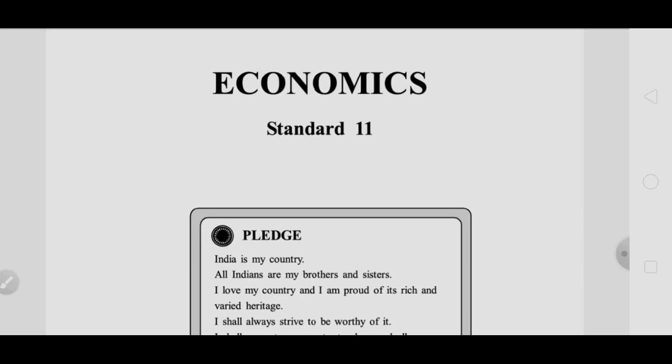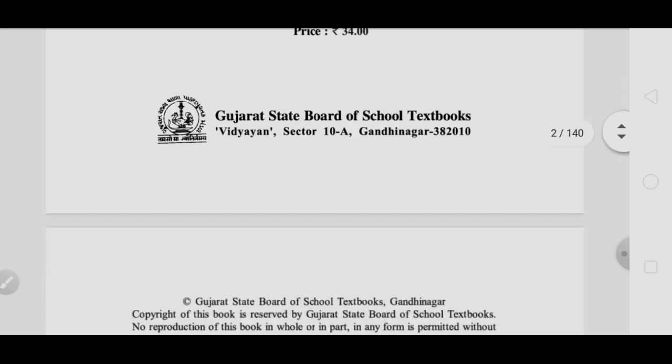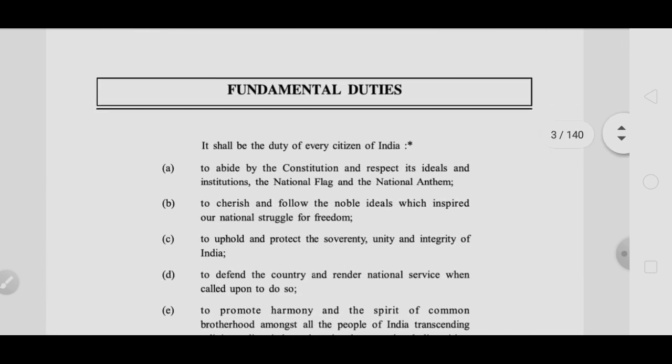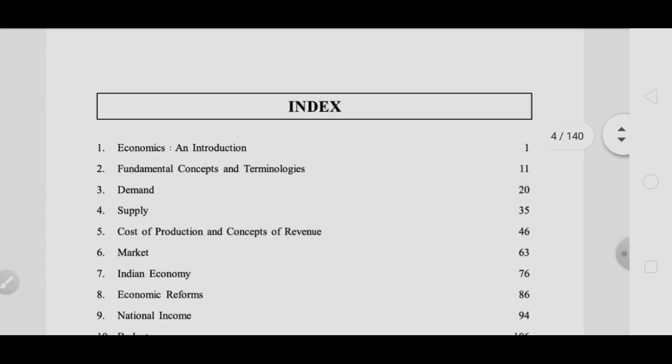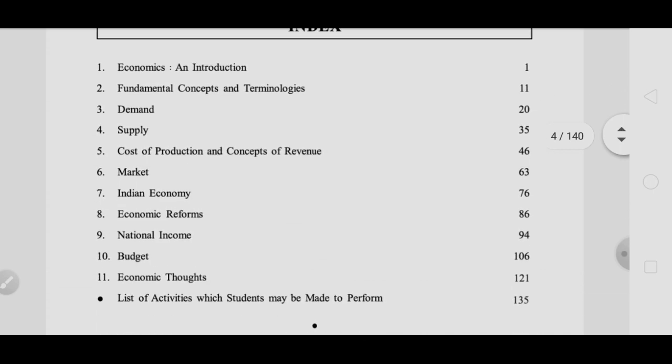See, here what we are seeing is the textbook of economics, which is in PDF form. I hope all of you have your own copy of the textbook, and if not, then please let me know. I will share this copy of the PDF so that you will be able to understand each and everything. First of all, let us have a glimpse of the subject: there are a total of 11 chapters.